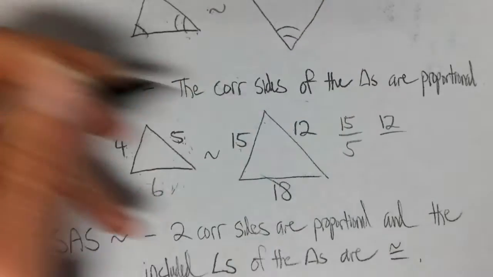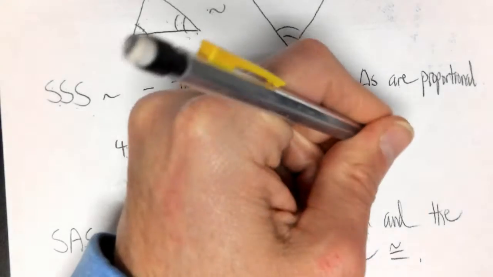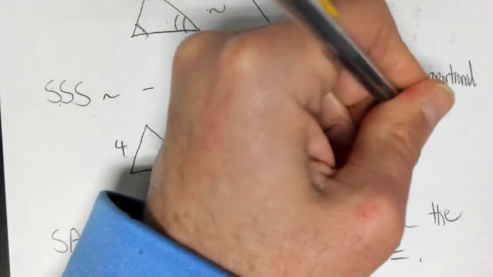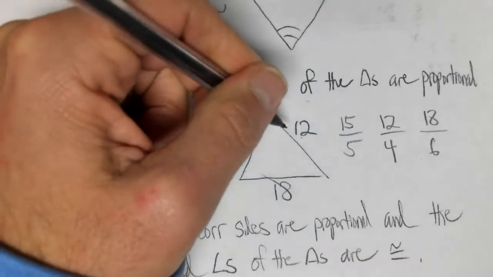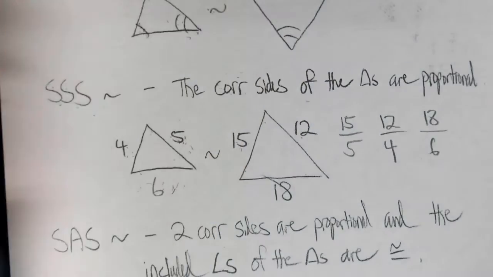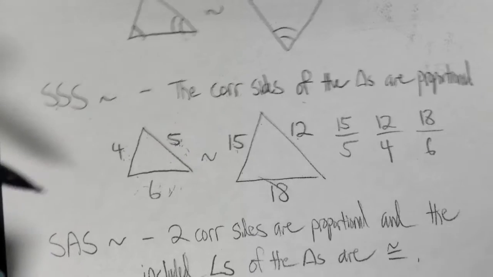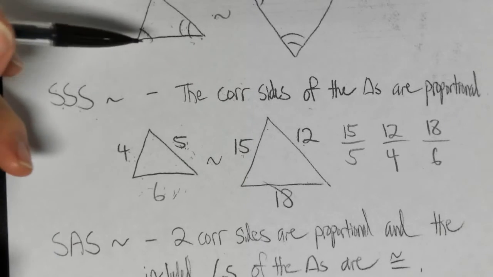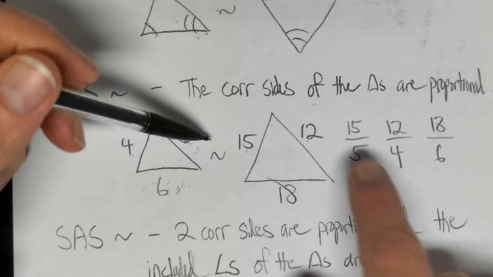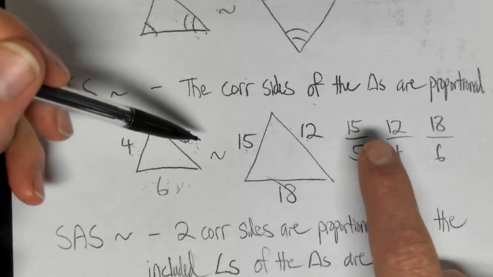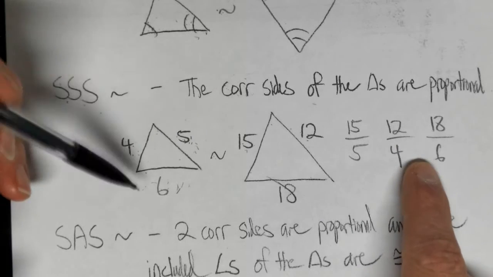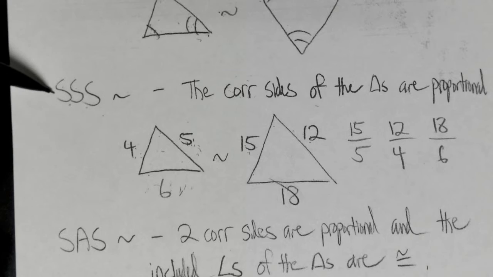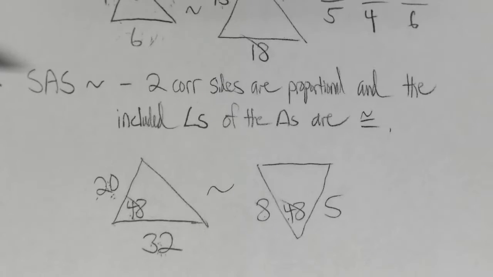So next we come to 12, and 12 is the smallest side, so it has to match with 4. And of course 18 is the biggest side, it has to match with 6. And when you divide these out, they are all 3, so that shows that the triangles are similar. So again, if the corresponding sides are proportional, when you make your matching fractions, if they're all equal, then we know that the triangles are similar. So that's side-side-side similarity.